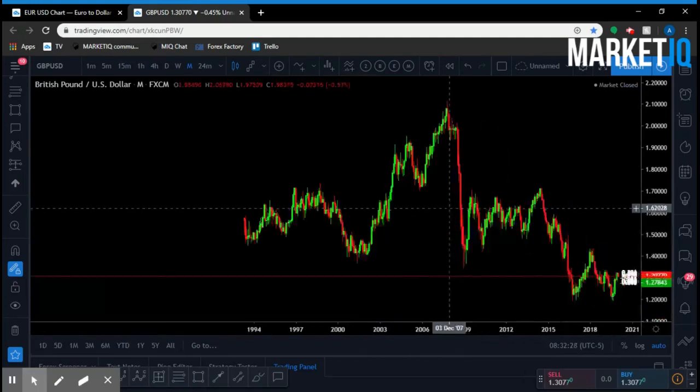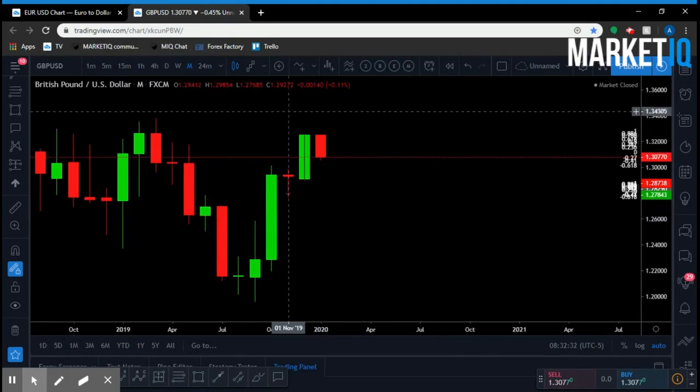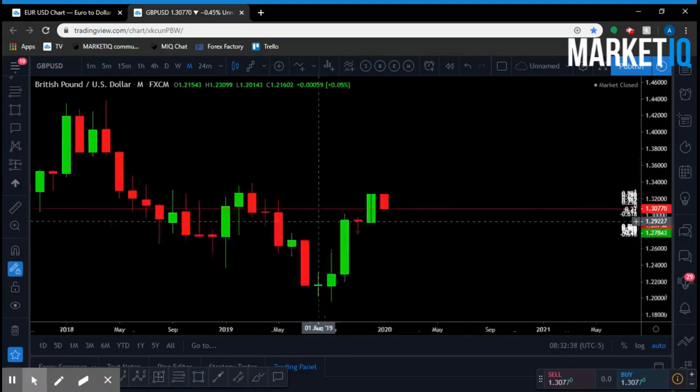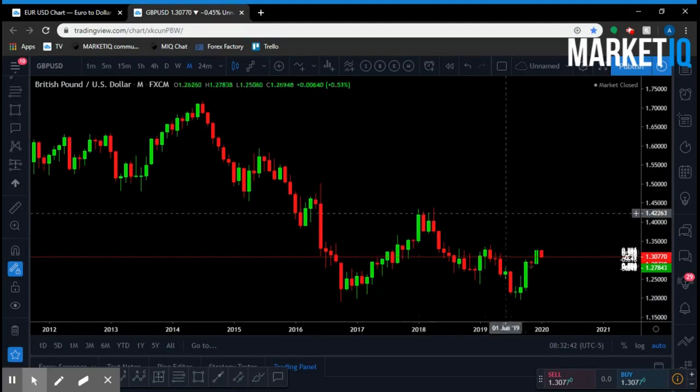But on the monthly, it just looks like this candle. So there's more precision and detail on the lower time frames. But there's more reliability on the higher time frames.